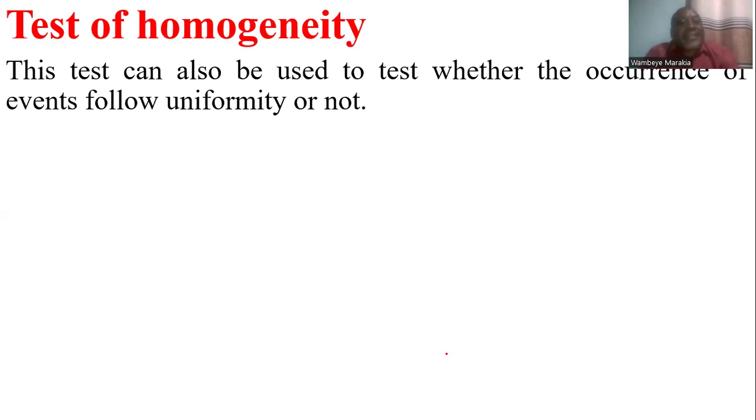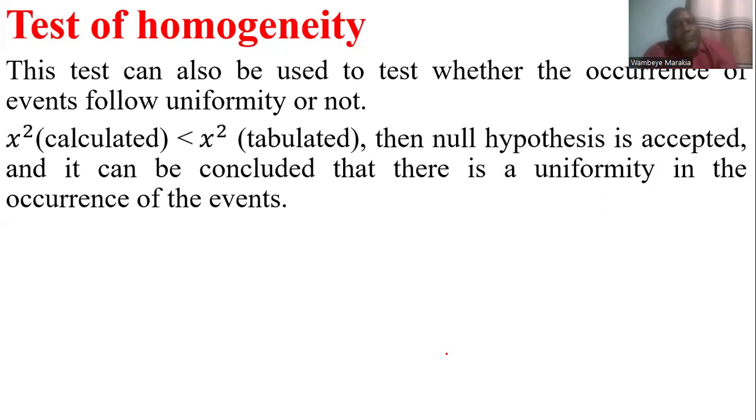So when you are testing two occurrences and we want to see whether they are uniform or not, we do a chi-square test, and this test is called the test of homogeneity. Now, if the chi-square calculated is less than chi-square tabulated, then the null hypothesis is accepted, and it can be concluded that there is uniformity in the occurrence of events.